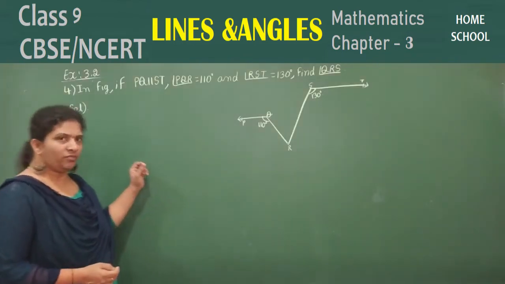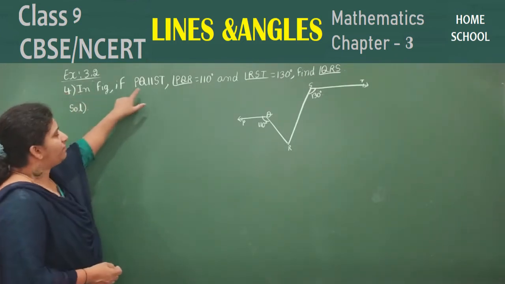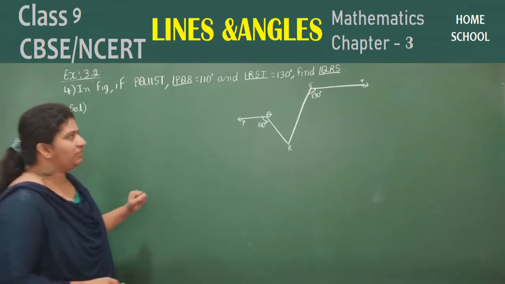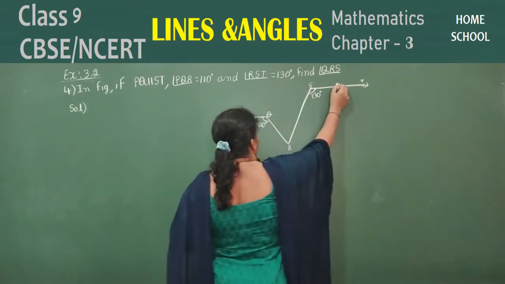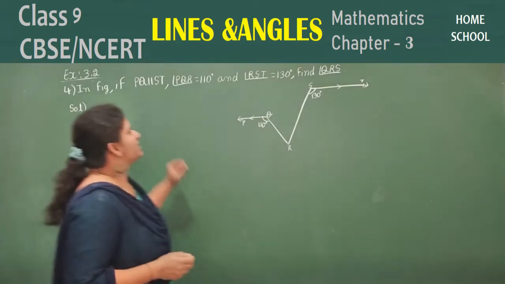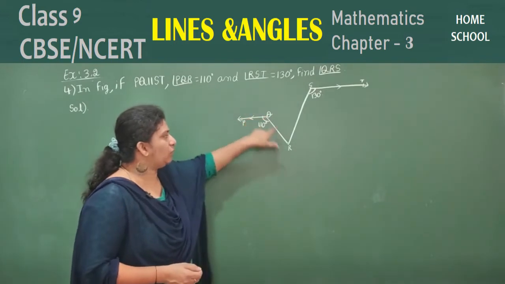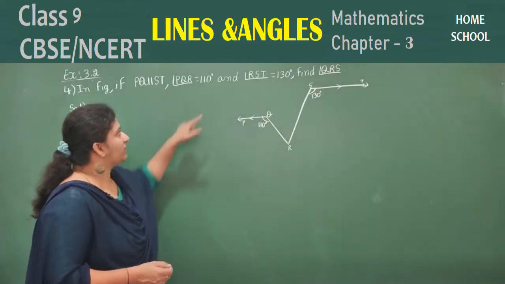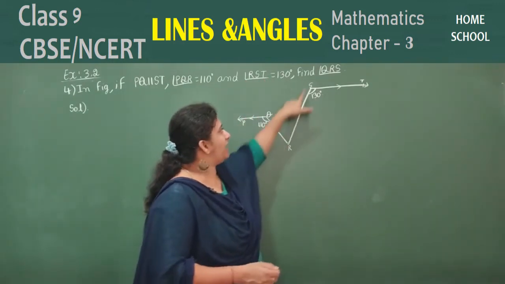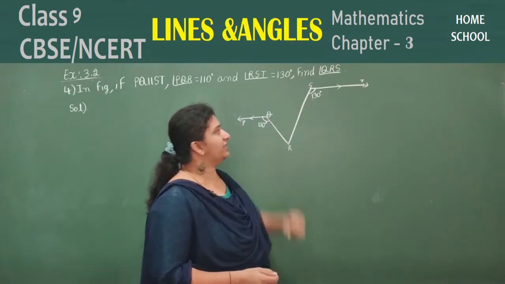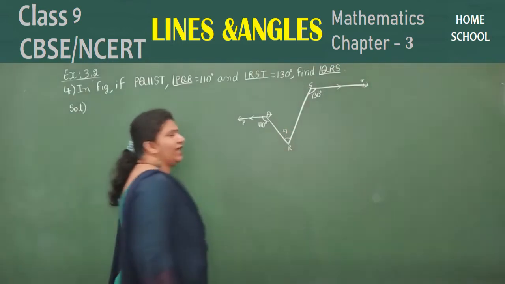Okay, let's see the fourth problem here. In the figure, can you see the figure there? If PQ parallel to ST, see this is PQ parallel to ST. So let me mark like this, PQ is parallel to ST. And angle PQR is equal to 110 degrees. And angle RST is equal to 130 degrees. Find angle QRS, means this angle you need to calculate.